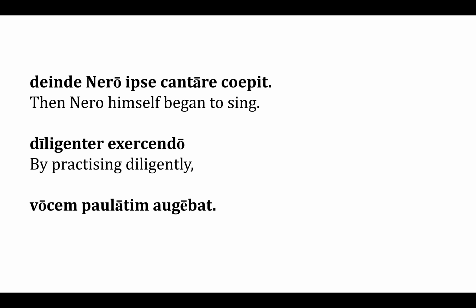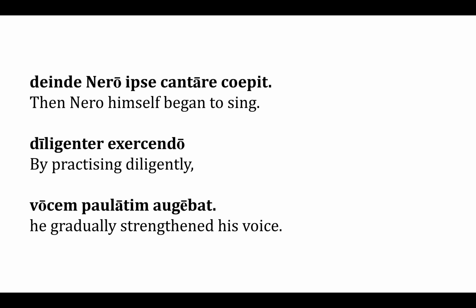And then the next phrase, vocem paulatim augebat. Now, vocem is the accusative of vox, meaning a voice, so it must be the accusative case. Paulatim is an adverb that means gradually, so we need to look at our verb augebat, right? That ba tells you this is imperfect tense, and the verb augeo means to increase or strengthen. So the subject here must be he, referring to Nero, because we haven't got any other nominative noun to use. So he gradually strengthened his voice, vocem.